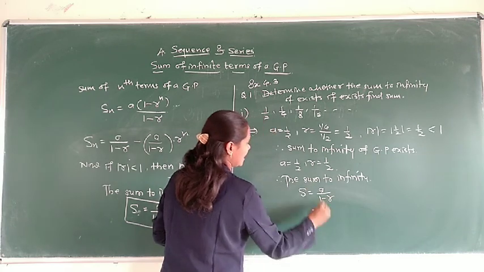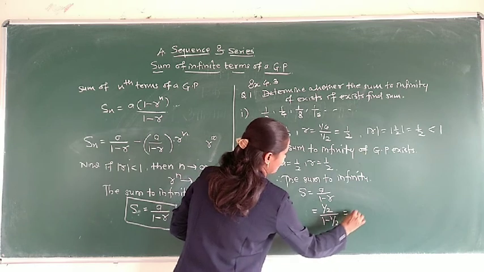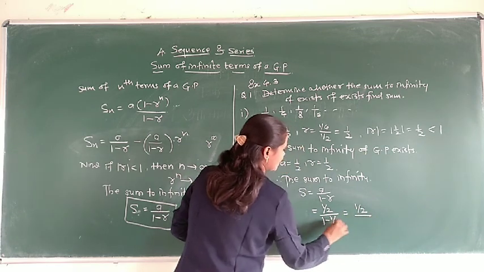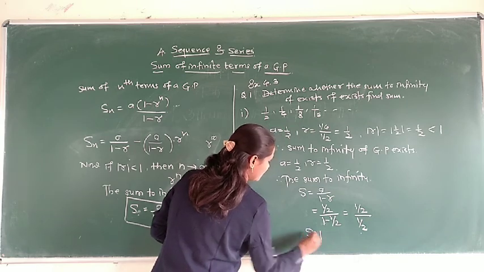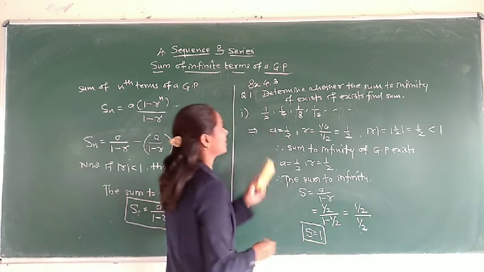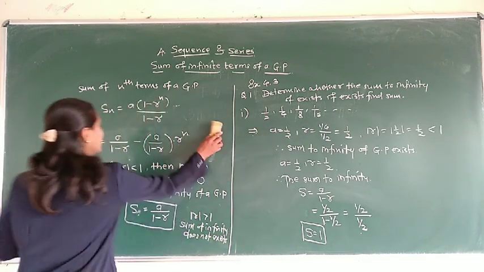What is the formula? S is equal to A upon 1 minus R. What is the value of A? 1 half divided by 1 minus 1 half, which is again half. 1 half upon half is 1. Therefore, sum to infinity of GP for our first given sequence is equal to 1. Now see the next question.